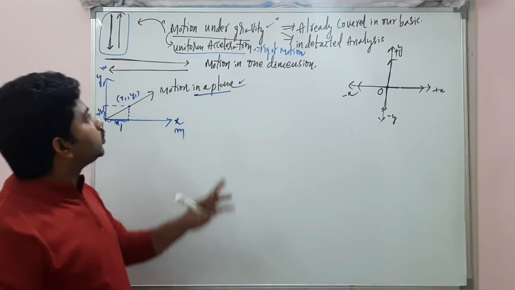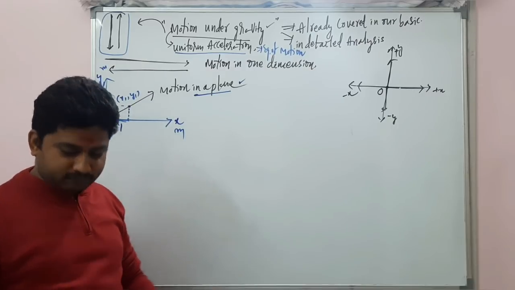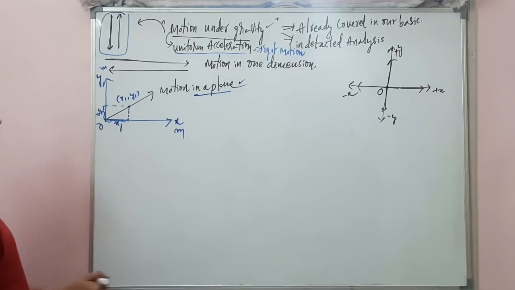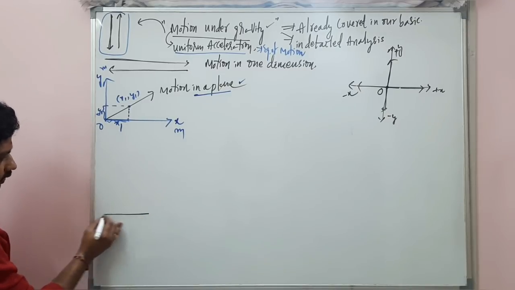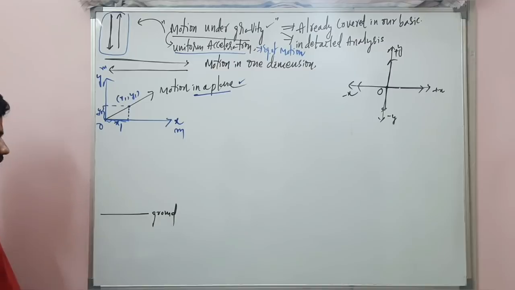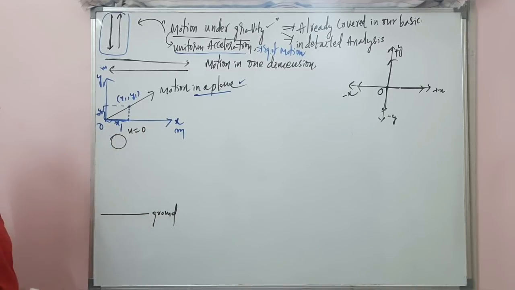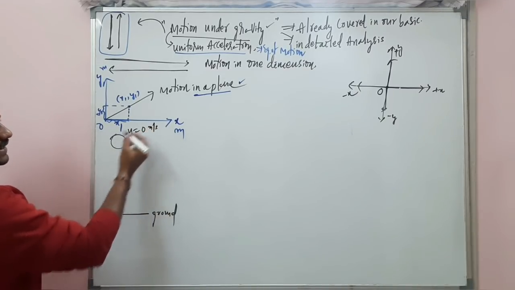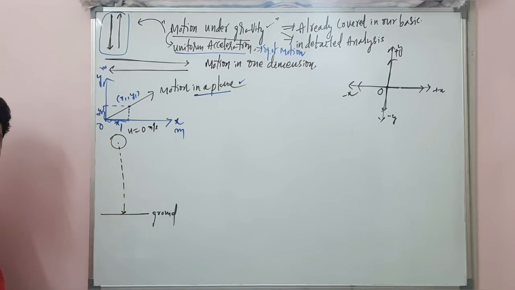And you can also use them in motion under gravity. Let's discuss this. In motion under gravity, imagine this is the ground. There are two cases. First case, the body is dropped or freely falling. Freely falling body, initial velocity is 0. So the body is dropped and it is moving towards the ground. Carefully see. That's called a freely falling body.